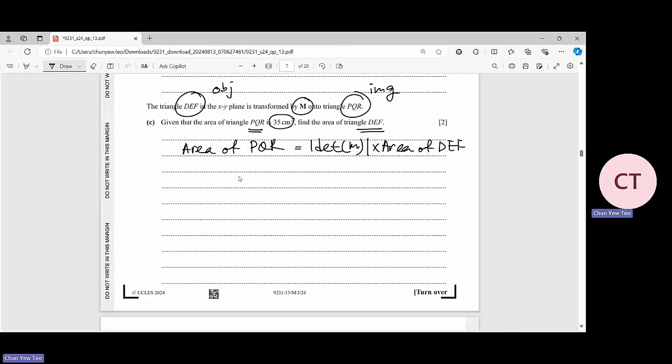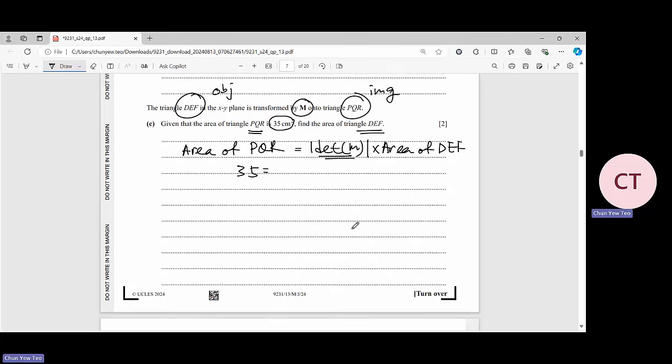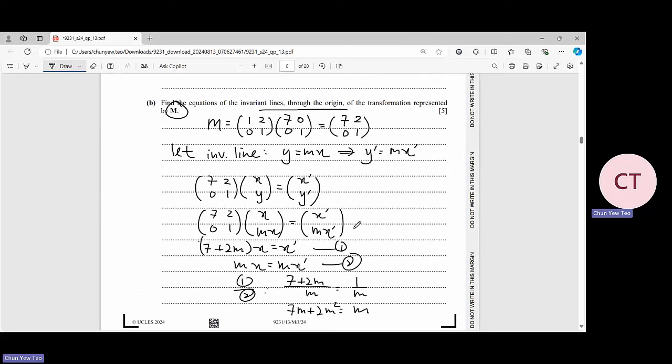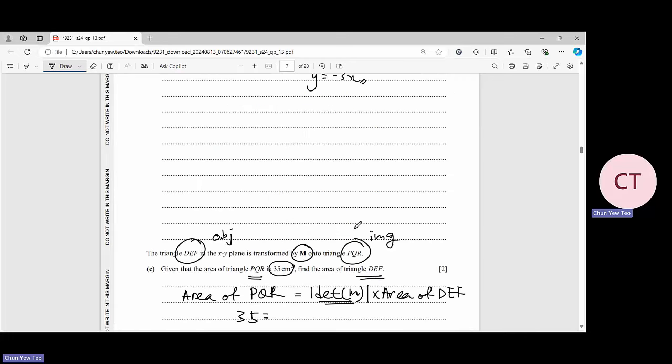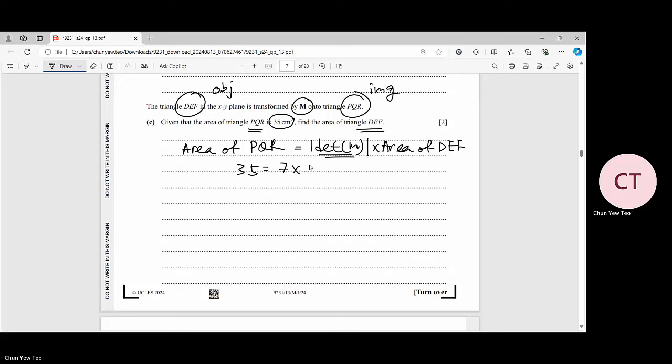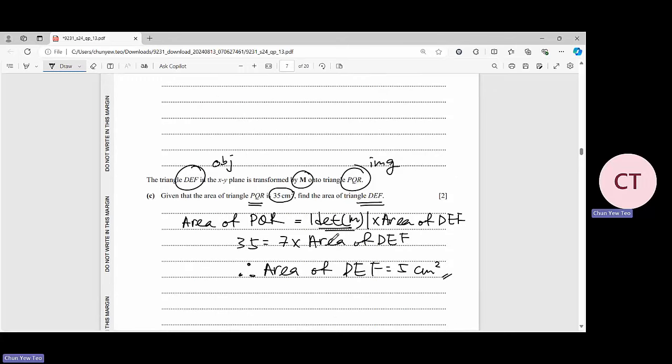We already have the area of PQR, which is 35. Modulus of the determinant of M. So the M is referring to the M here. How do you find the determinant? The determinant will be 7. Just straight away, just put 7, multiplied by the area of DEF. So therefore, your area of the object is equal to 35 divided by 7. You get 5 cm squared. Done. This will be the answer for the number 3C.